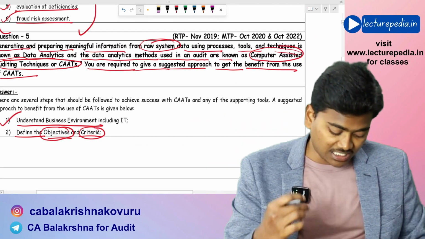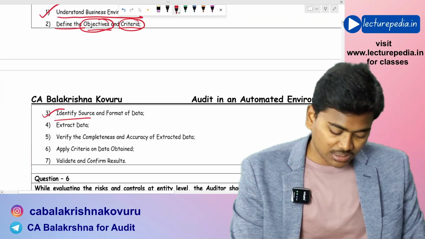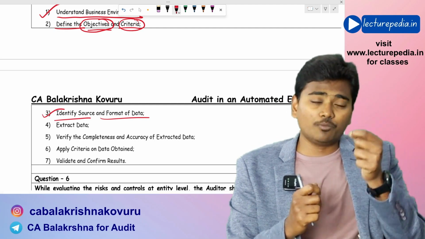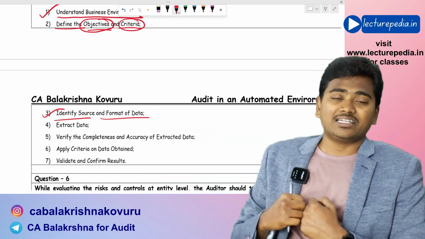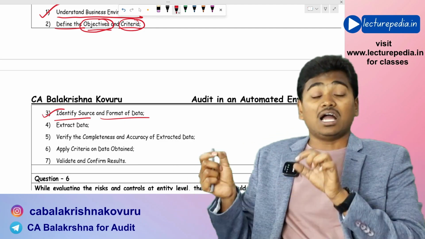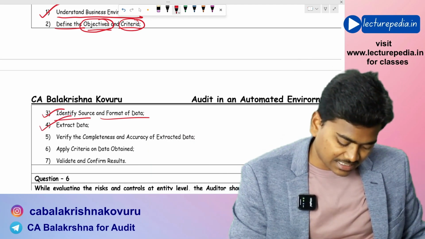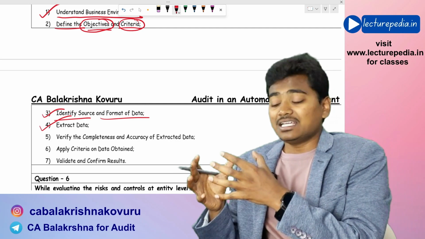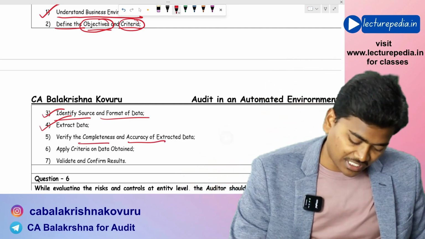So you need to define the objective and criteria. Next, identify the source and format of data. Once you have defined the objective and criteria, you need to identify from where you can gather the data and in which format you require the data. After deciding this, you need to extract the data from that source. After extracting the data, you have to verify whether the data is complete and accurate. Completeness and accuracy of extracted data.